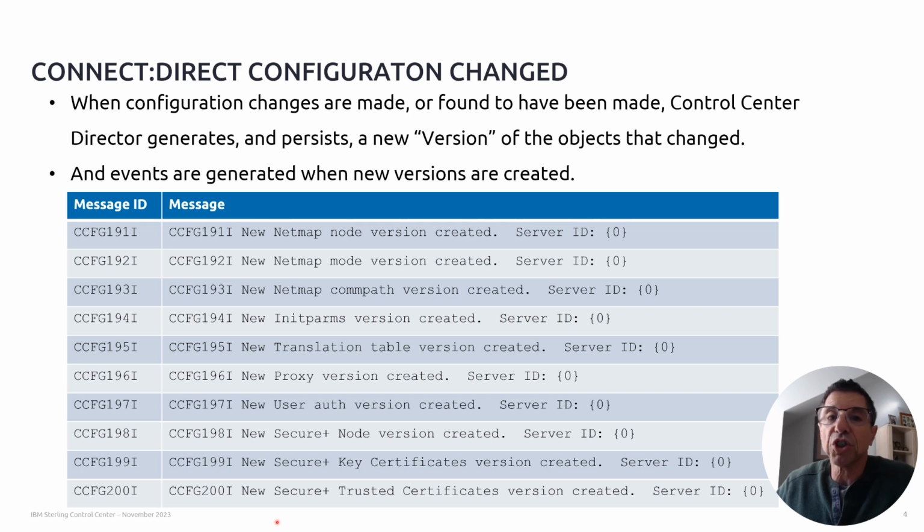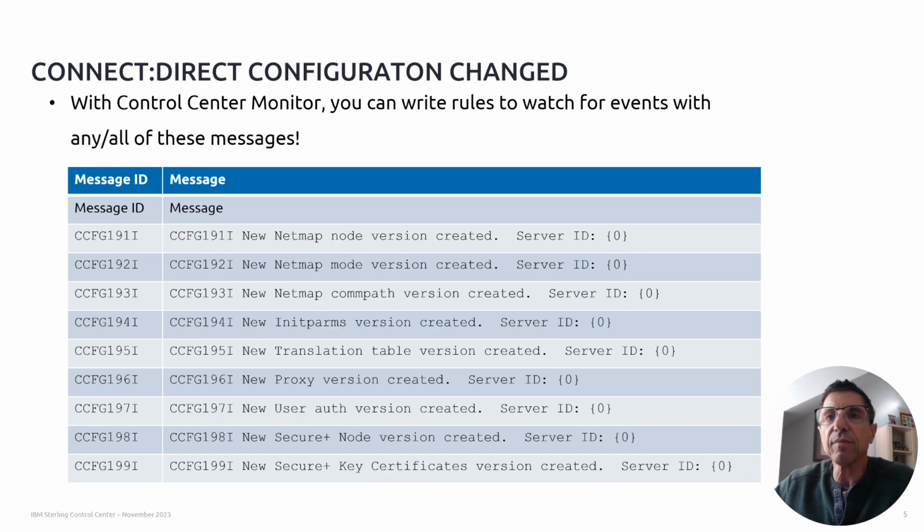And know that just because Control Center goes out and retrieves data from a Connect server, if there is no change in configuration data, then a new version is not generated. Likewise, you can run configuration jobs, but unless a change has been made, no version is generated. So Director generates these events, and with Monitor, you can write rules to watch for any or all of those events.